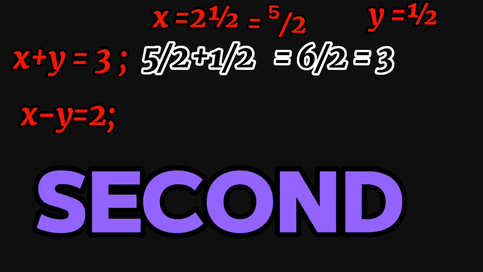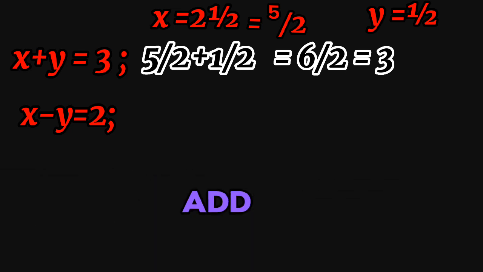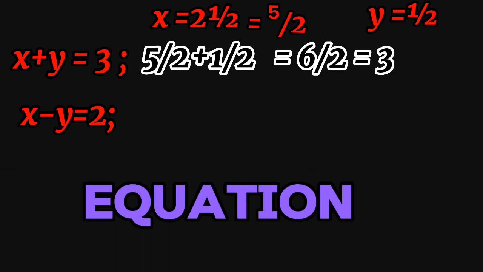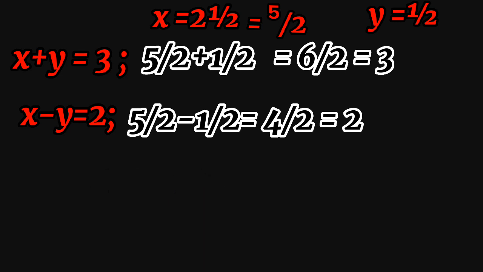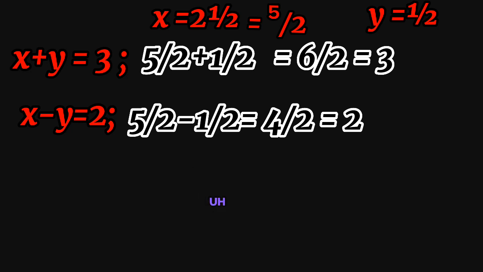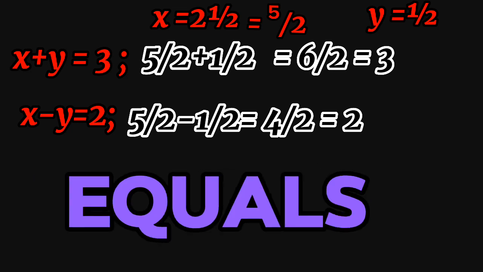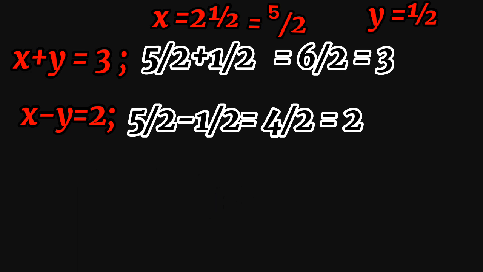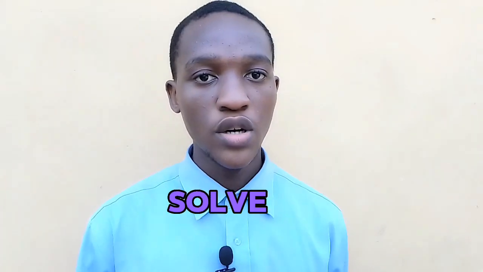And then we go to the second one, equation 2. We have x minus y equals 2 for the original equation. So if I do 5 over 2 minus 1 over 2, they also have the same denominator, so we can just solve the numerators. That gives us 5 minus 1 equals 4. So that gives us 4 over 2 equals 2. So let's go to the board to solve more examples.